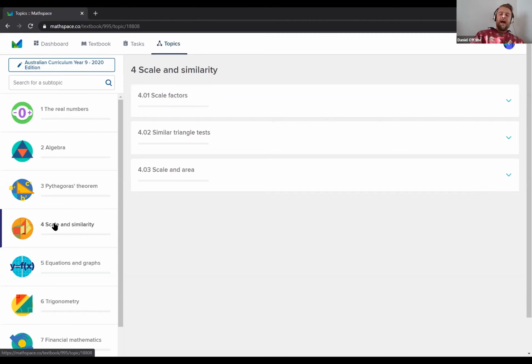After that, how I've planned the term is I'll skip to trigonometry, and we'll start trigonometry because you can expand on similar triangles using trigonometry. And then I'll come back to equations and graphs later, at the end of the term. All right, I think that's about all we have time for.